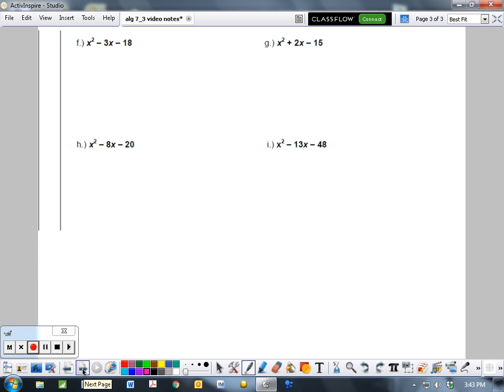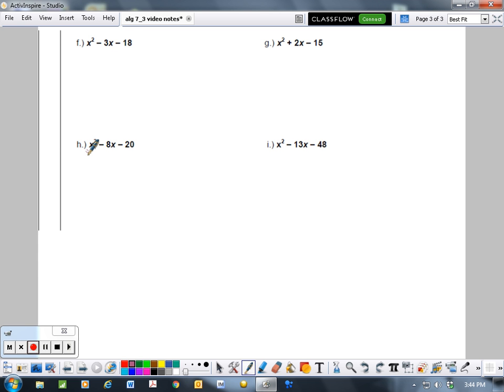Okay, and so we're going to practice a couple more. I'm going to go ahead and do a couple more box methods, and then I'll do the last two as the grouping method. Again, there are other methods out there. Some of you may see a shortcut, because there is a shortcut to these, but I'm not going to tell you because the shortcut doesn't work for the hard problems that we'll do in 7-4. So I don't like showing the shortcut, but if you see it, you can use it with these problems as long as there's just an x squared. If it has a 2x squared, you can't do that anymore.